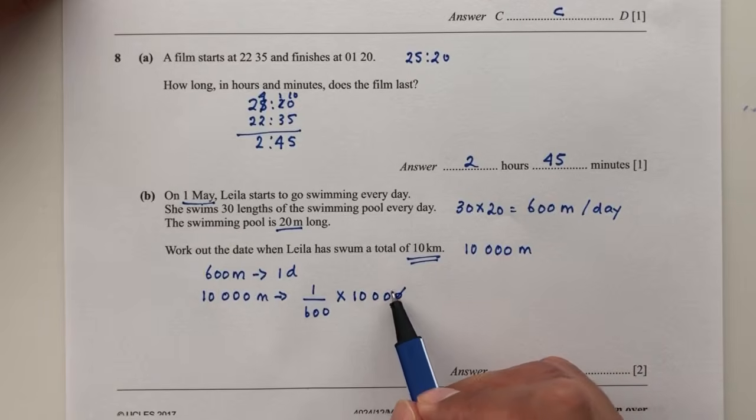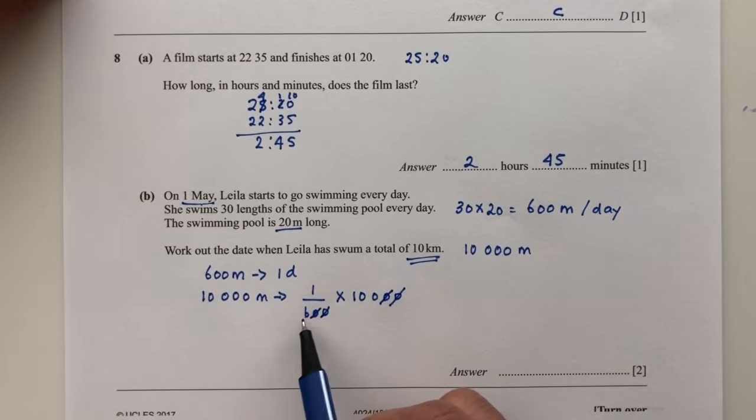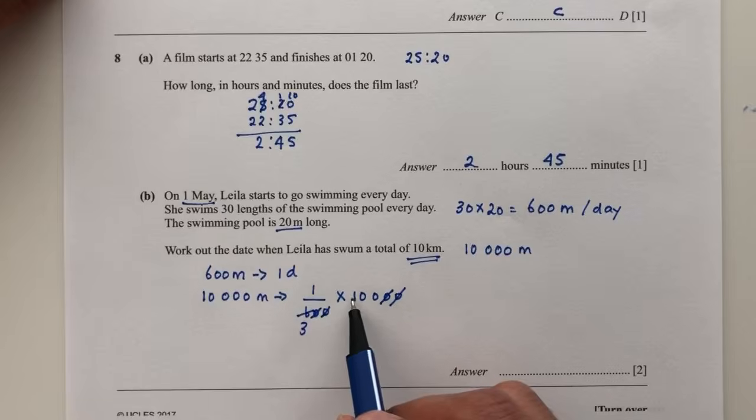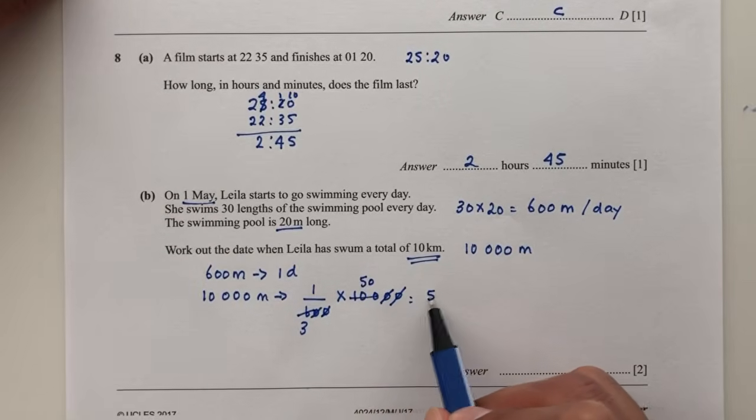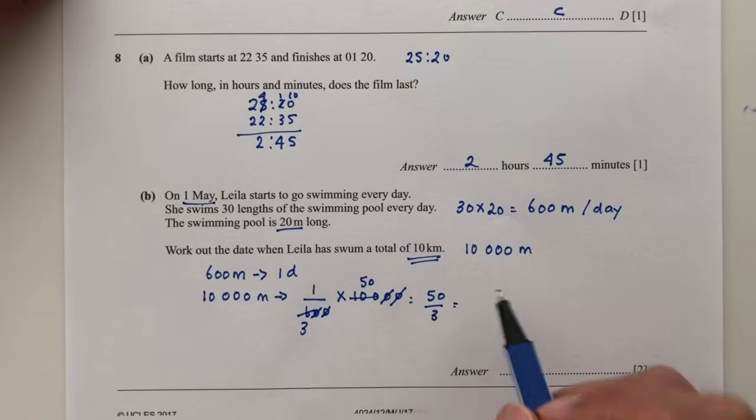So simplify, you have 0, 0 goes away. Divide by 2, you'll have 3. Divide by 2 here, you'll have 50. So basically 50 over 3. That should be about what?